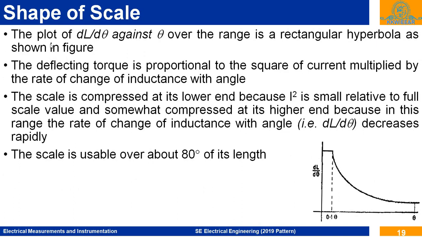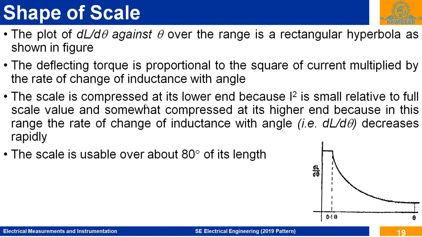So the plot of dL by d theta against theta over the range is a rectangular hyperbola as shown in the figure. This is 0, and theta is the maximum scale. So 1/10 means 0.1 of theta, and then the remaining part is a linear scale. The deflecting torque is proportional to the square of the current multiplied by the rate of change of inductance with the angle.